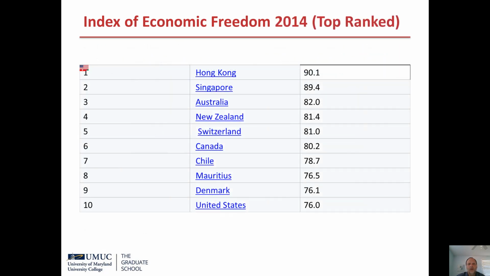The country that almost always has shown up on the top of these has been Hong Kong. Of course, recent riots and problems with China may change this. Other countries with very high economic freedom, meaning good property rights, relatively low taxes, contracts are honored, etc., include Singapore, Australia, New Zealand, Switzerland, Canada, Chile, Mauritius, Denmark, and the United States. The US used to be very high on this, but has dropped some in the last 10 years.